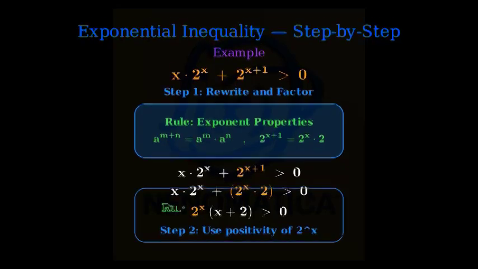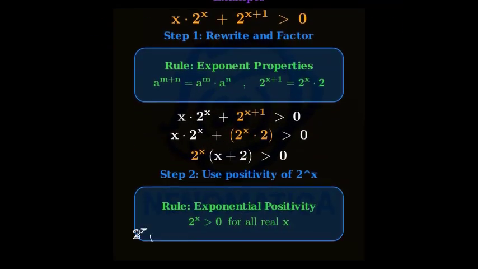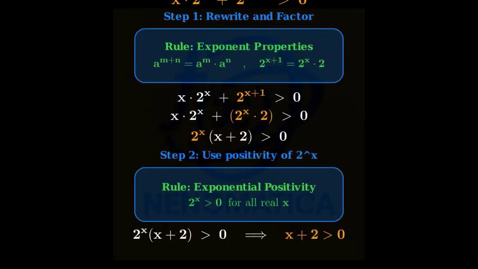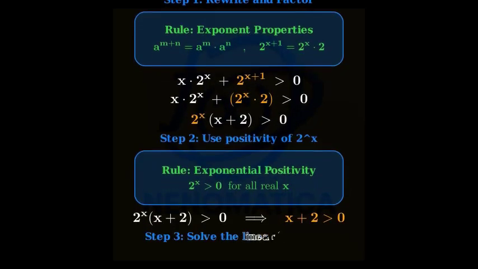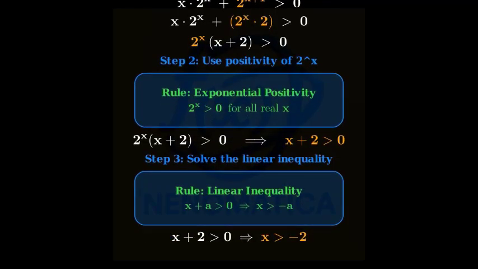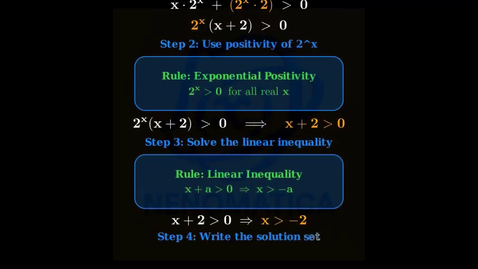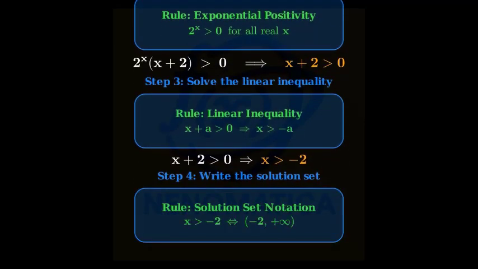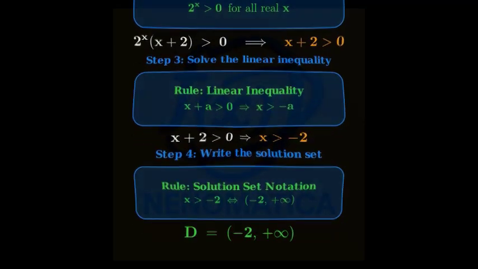Step 2. 2 to the x is always positive for every real x, so the sign is controlled only by x plus 2. Step 3. Solve the simple linear inequality x plus 2 greater than 0 to get x greater than -2. Step 4. Write the solution set in interval notation, open at -2 and extending to positive infinity.